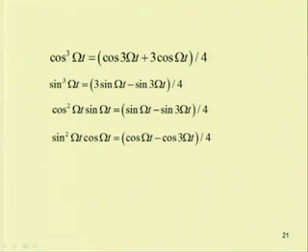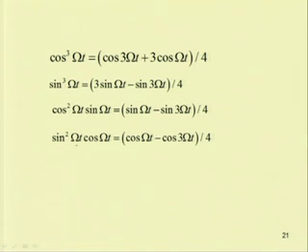So, one can write cos³ωt sin ωt... cos³ωt equals (cos 3ωt plus 3 cos ωt) by 4. Similarly, one can find sin³ωt by expanding sin 3ωt, so one can find this expression. So, sin³ωt will be equal to (3 sin ωt minus sin 3ωt) by 4. Similarly, this cos²ωt sin ωt can be written as (sin 3ωt minus sin ωt) by 4.